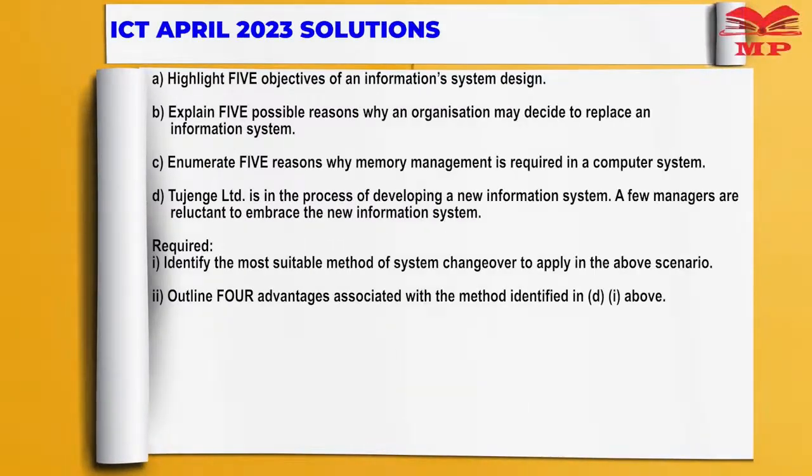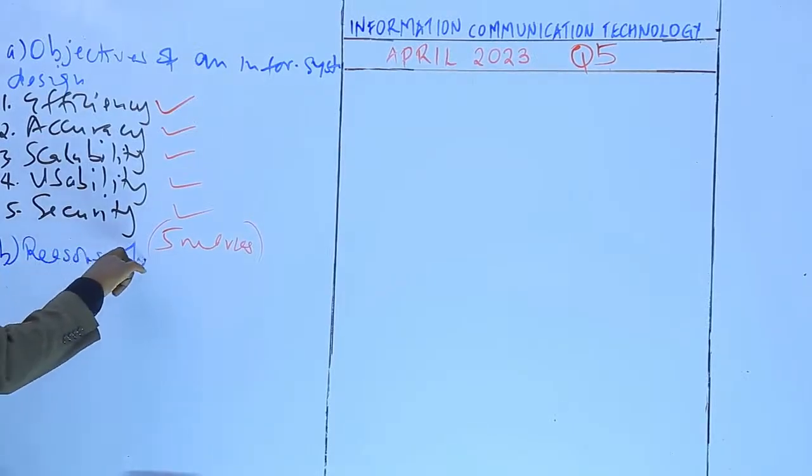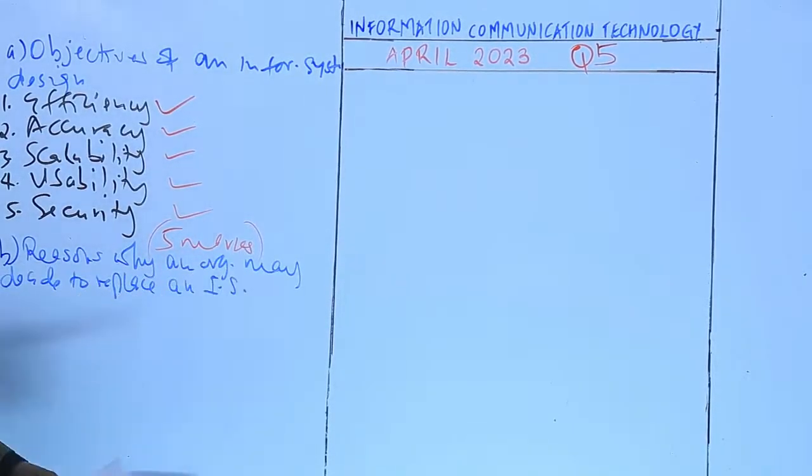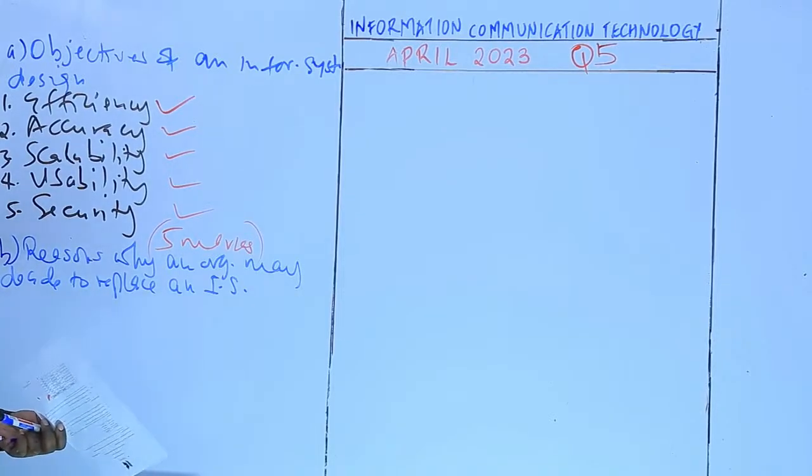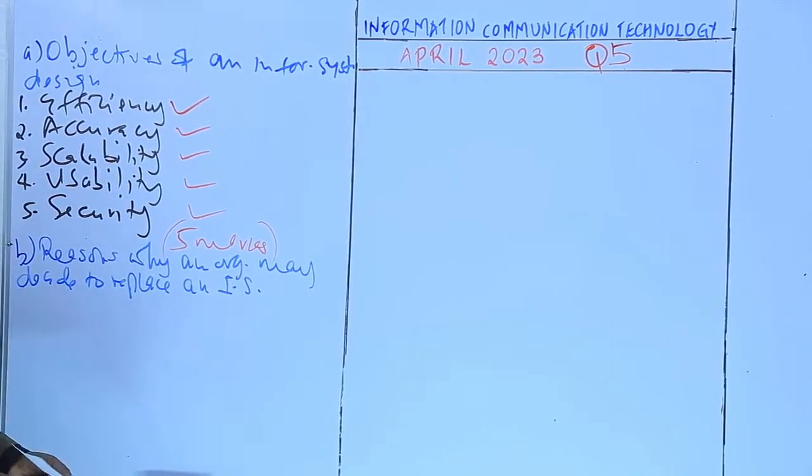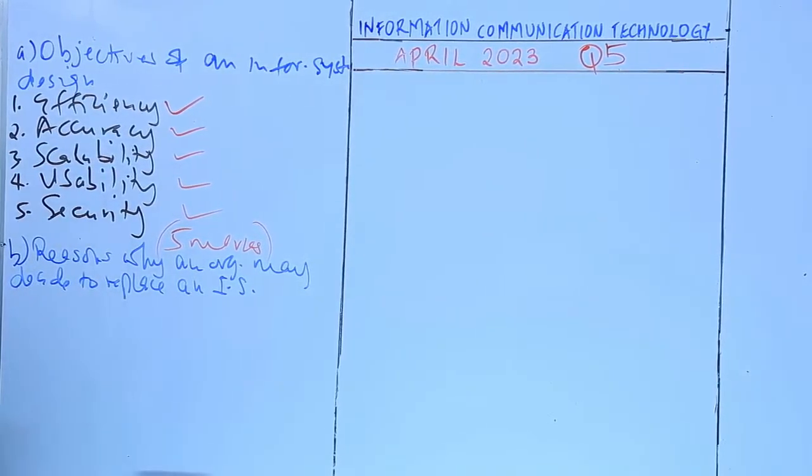Part B of this question reads, explain 5 possible reasons why an organization may decide to replace an information system. Reasons why an organization may decide to do what? To replace an information system.